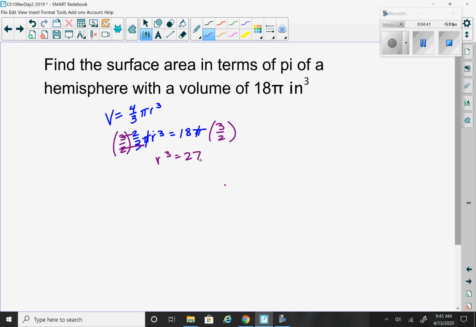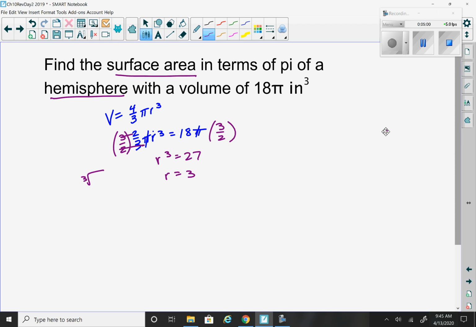I'm pretty sure you know your perfect cubes, but the cube root of 27 is 3. You could always use the calculator if you needed to, right? We talked about how to take a cube root on the calculator the other day. So I got the radius is 3. Now I want to find the surface area of this hemisphere.